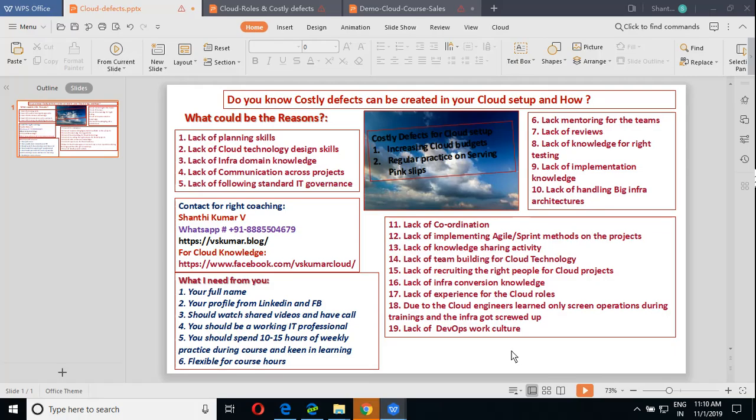So, the lack of experience for the cloud roles. Obviously, nobody is experienced with the cloud from day one, because they have worked in some other organization. Your organization is hiring from the market, bringing them on board.